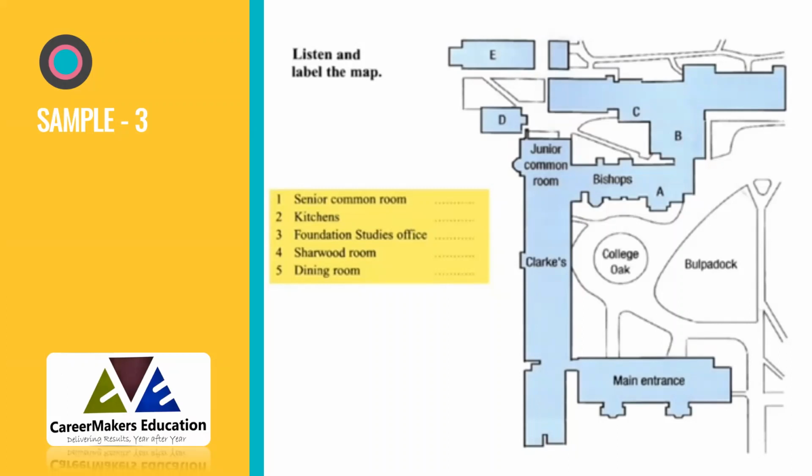The dining room is on your right, and the kitchens are a bit further on the right too, alongside Sharwood Court. I see. Go across Sharwood Court and turn right at the building in front of you. This is the Sharwood Room. Just opposite the Sharwood Room, across the lawn from it, is the Foundation Studies office. Is it far? It sounds like a long way. It's not too far. You'll find it quite easily once you go out of the senior common room building. Thanks very much.